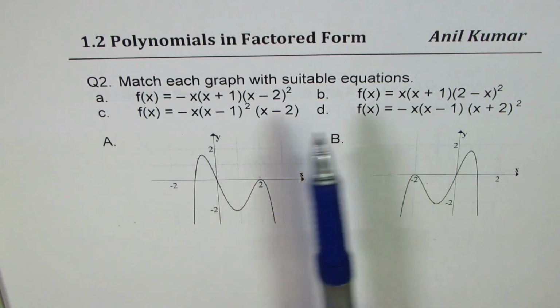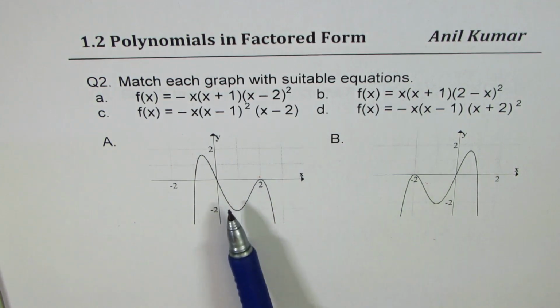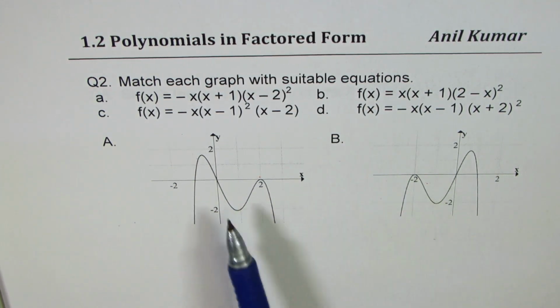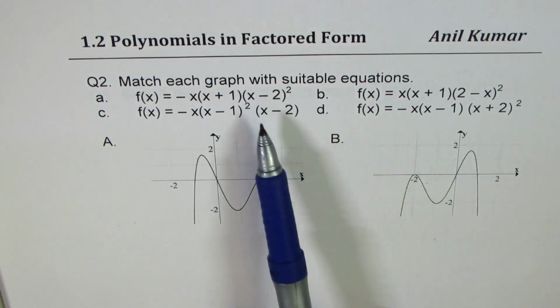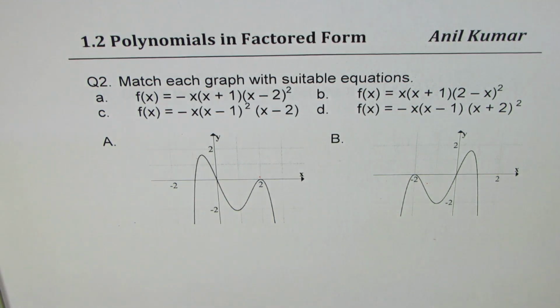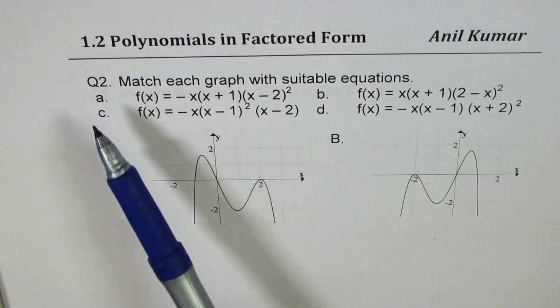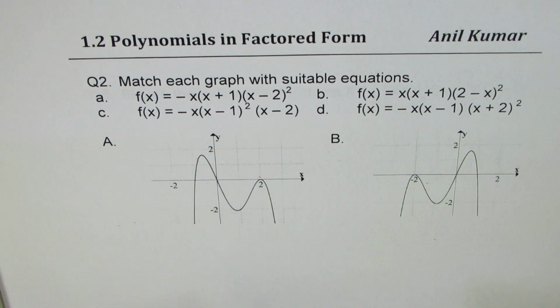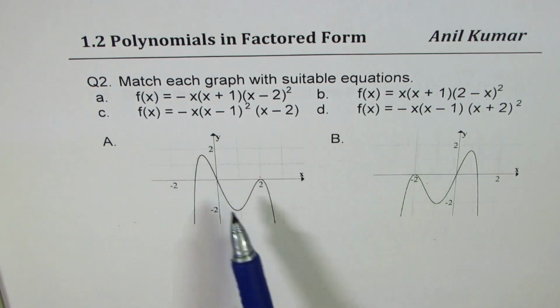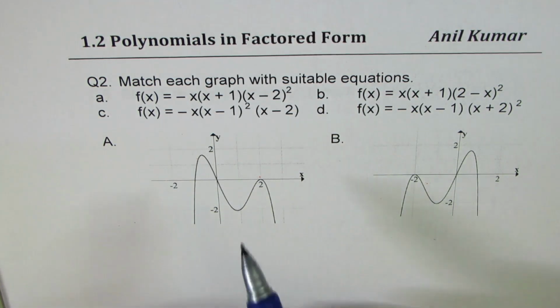In question number 2, we have 4 equations and there are only 2 graphs, right? So these 2 graphs will match to only 2 equations. Let's try to figure out. Match each graph with suitable equations. So the first one, let's try to analyze this.